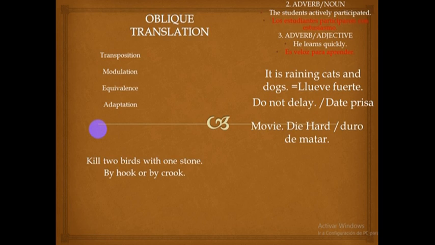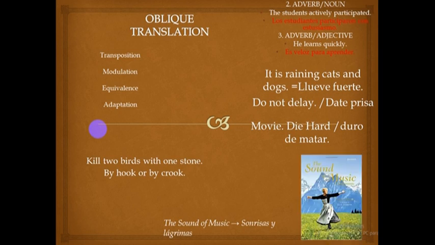adaptation. I forgot to tell you that adaptation is the last technique that you can use if you cannot translate a sentence by using the previous techniques. Okay, adaptation is the last resource that you have in your hands. Okay, let's see another example. We have The Sound of Music, Sonrisas y lágrimas. You cannot translate this in a literal way.